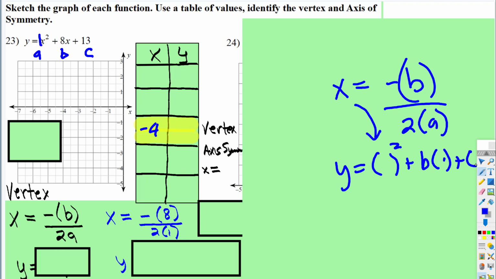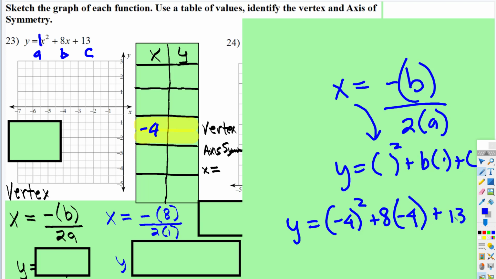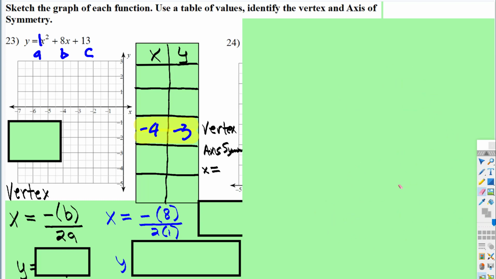All right, so we're going to plug in negative 4, so y is equal to negative 4 squared plus 8 times negative 4 plus 13. So negative 4 squared is 16. 8 times negative 4 is negative 32. 16 plus negative 32 is negative 16. Negative 16 plus 13 is negative 3. Okay, I'm going to erase all this stuff. You can just pause it if you need to write that down.